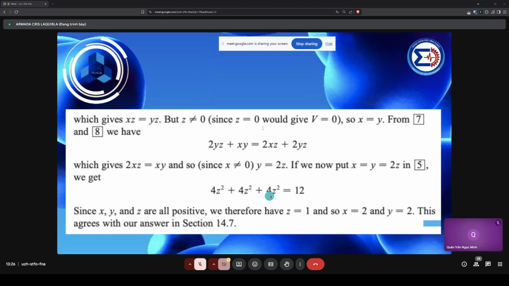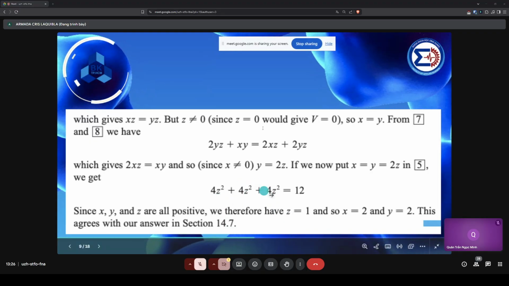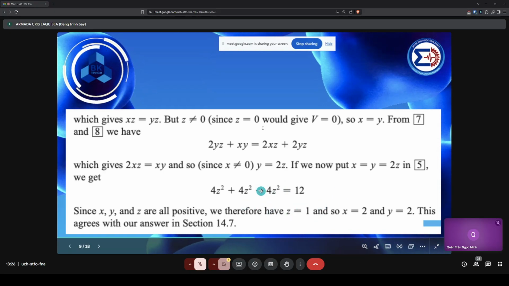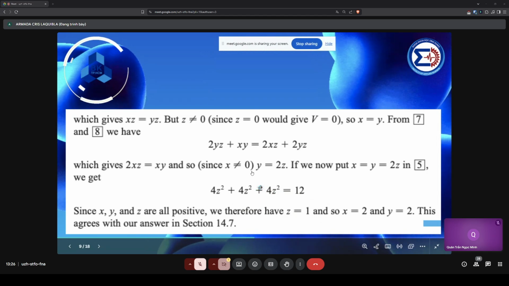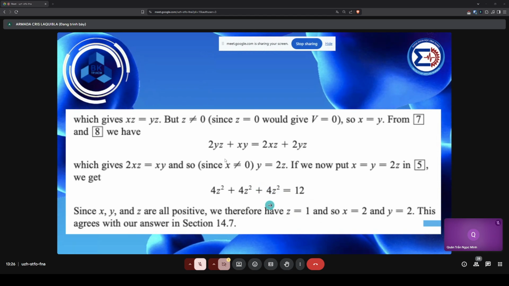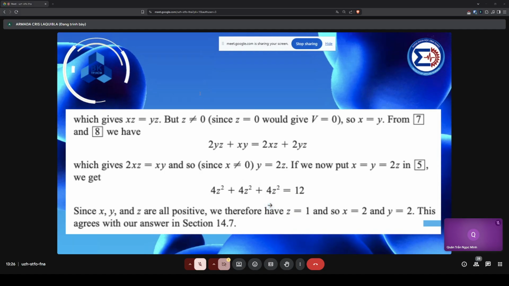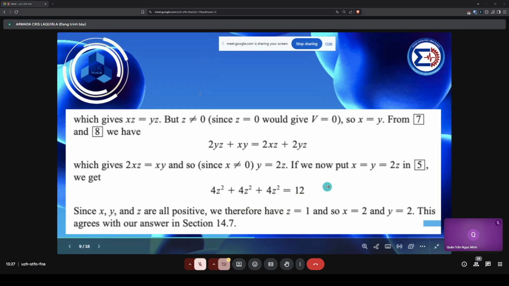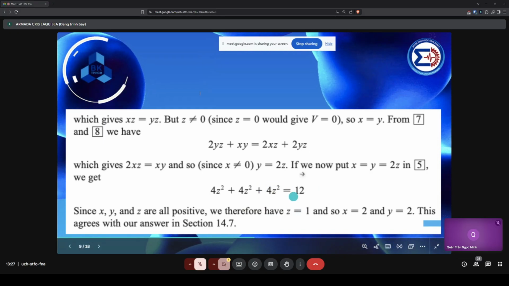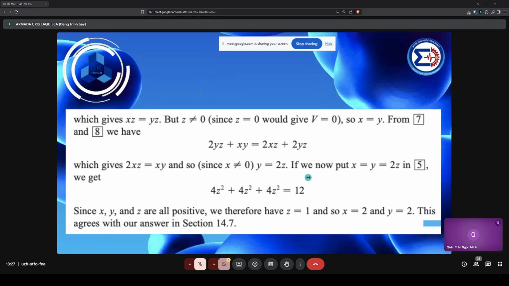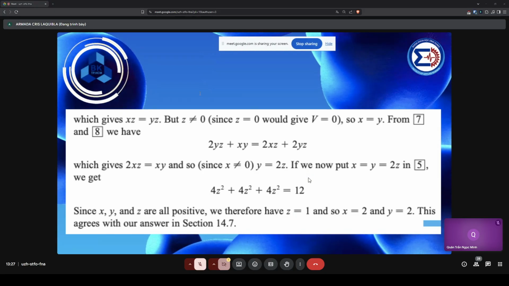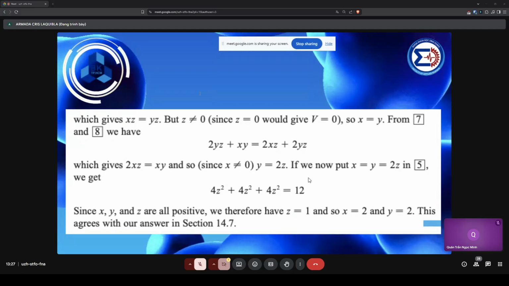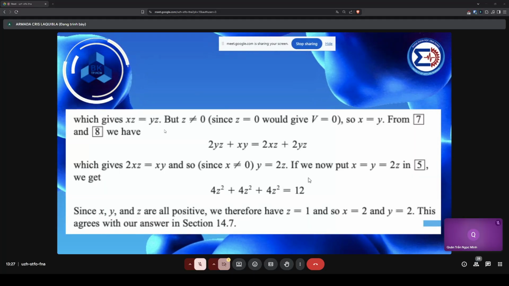Now, 4 plus 4 plus 4, this is 12. So this is 12z squared. Divide 12 to the other side. So we got z squared is equal to 1, correct? Now, z squared is equal to 1. Transfer the square to the other side. You have to take the square root of both sides. Now, if you take the square root of both sides, you have two answers for z, a positive value and a negative value. Z is equal to positive 1 and z is equal to negative 1.